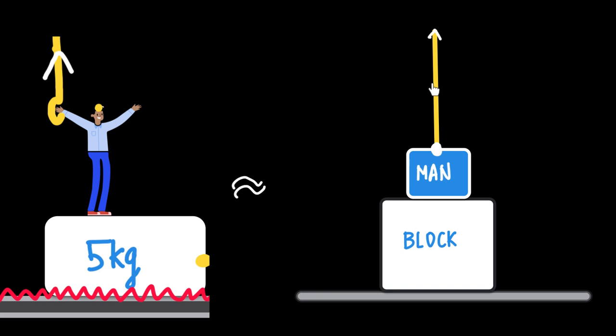This block is pulling down the string, therefore a tension will be generated in the string from the point of contact acting away from it. Tension is developed in this string from the point of contact acting away from it, and we have the block.